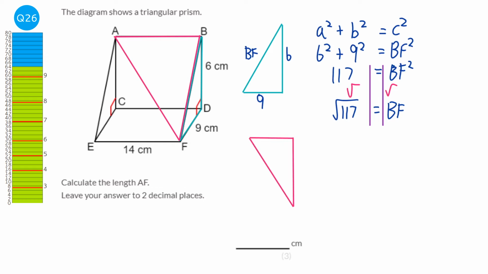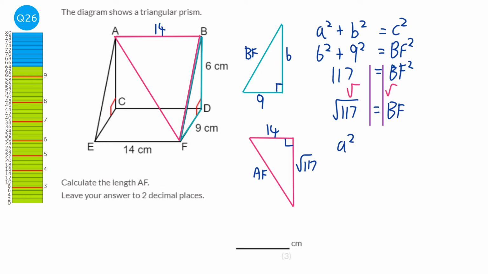Now the top bit is AB, which is the same as the bottom. It's going to be 14. It's going to be the same as EF. Then the BF we've just found is root 117, and we're looking for AF. And this is the right angle. I didn't show the right angle on the other one, but it should be there.